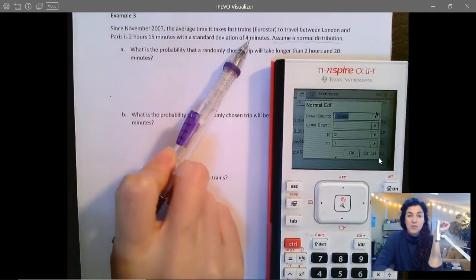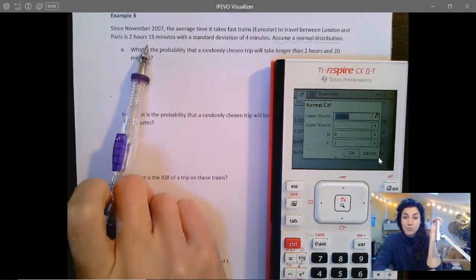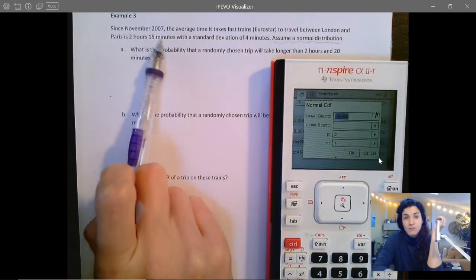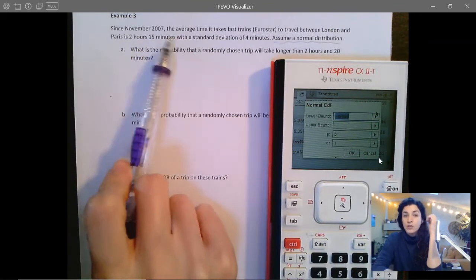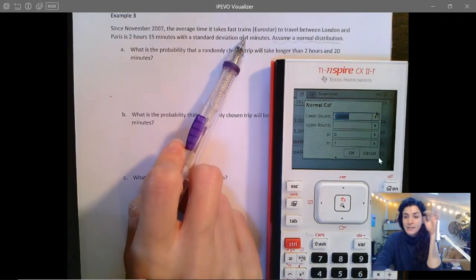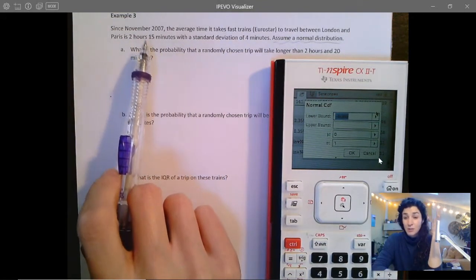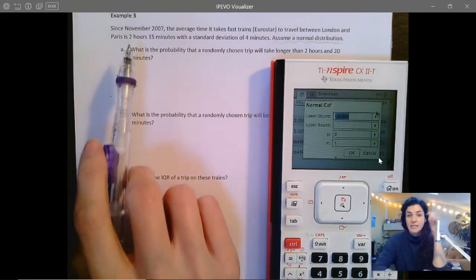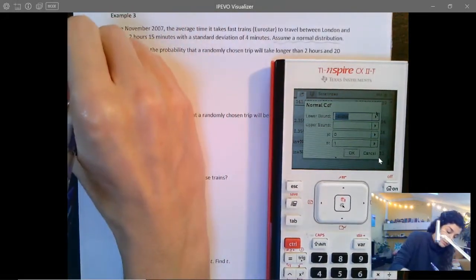Because notice that we were given our standard deviation in terms of 4 minutes. So if you put in, that's technically 2.25 because 15 minutes is a fourth of 60. So 2.25, we would then have to put 4 minutes in terms of hours, because we just put this in terms of hours. We need to get our units of measurement consistent. So I'm going to turn everything into minutes, which means I'm going to multiply 2 by 60, which gives me 120.